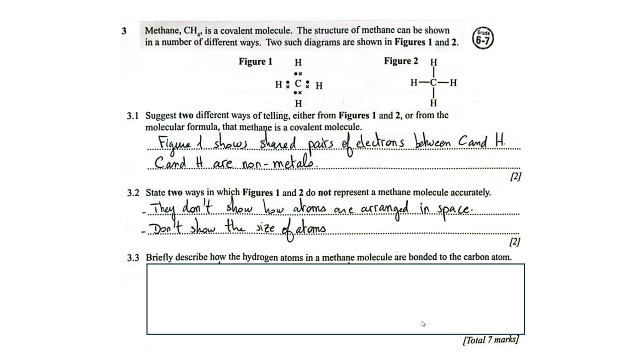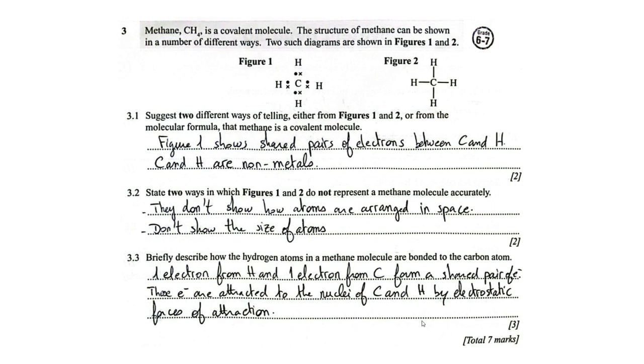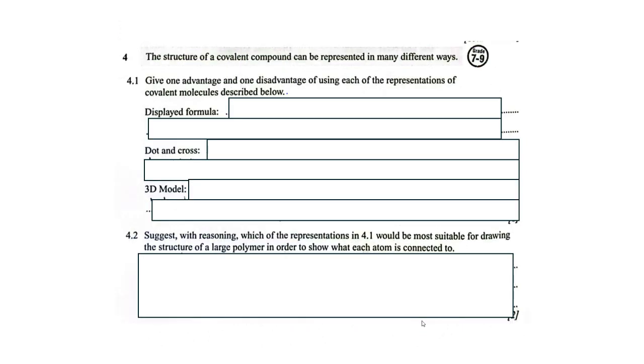Briefly describe how the hydrogen atoms in the methane molecule are bonded to the carbon atom. So each atom of hydrogen is going to share its electron with an atom of carbon, which in turn is going to share one of its electrons. So they form a shared pair of electrons. These electrons are attracted to the nuclei of carbon and hydrogen. So remember, the nuclei are positively charged, the electrons are negatively charged. So each nucleus is attracted to the pair of electrons holding the molecule together. Pretty cool.